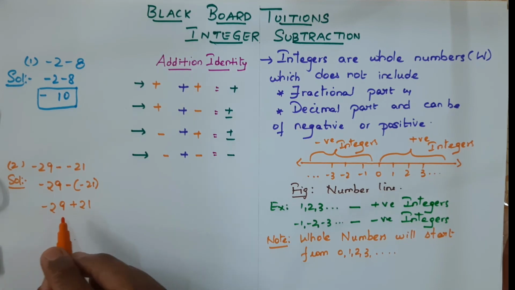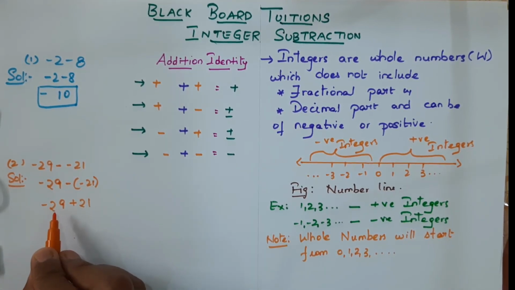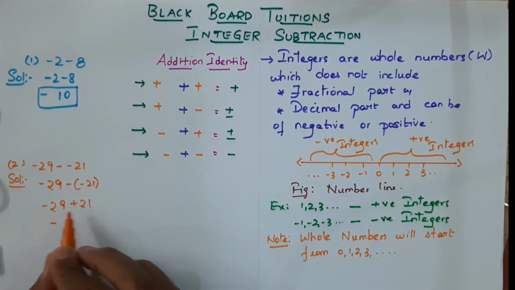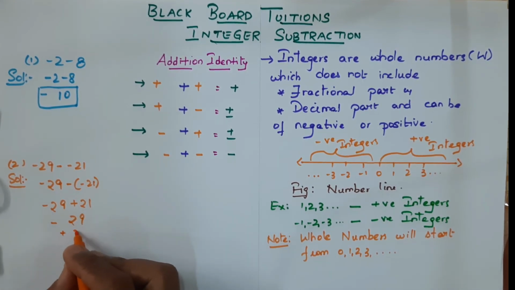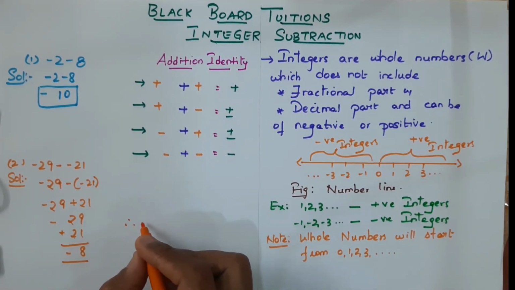Here again we have to consider the two integers and which is the bigger one. 29 is the bigger one, which has a negative sign, so keep negative and do subtraction of 21 from 29. If we subtract 21 from 29, we are going to get -8.